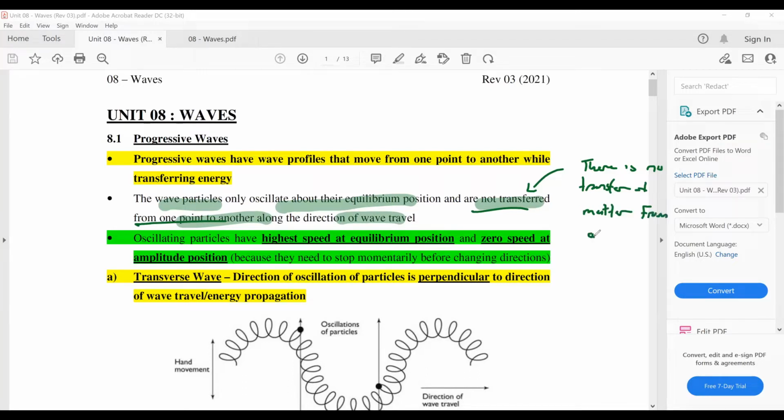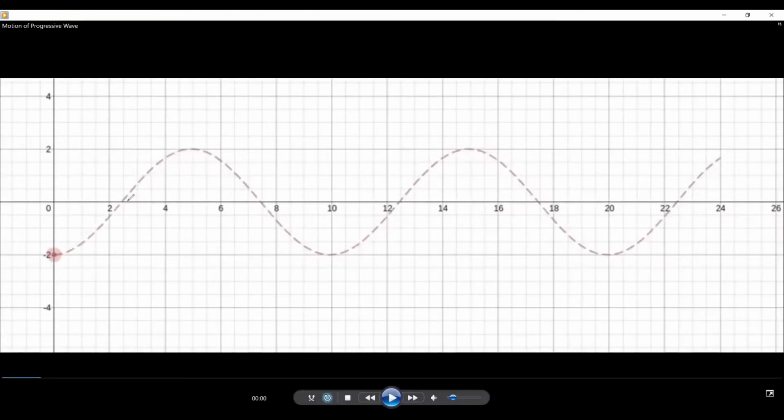There is no transfer of matter from one end to another. The wave profile is moving from one end to another, but the particles themselves are not moving from one end to another. They are only oscillating about their equilibrium position. So what I mean by that is, if I look back at the original animation, let's just say right now, each of these squares here represents a particle.